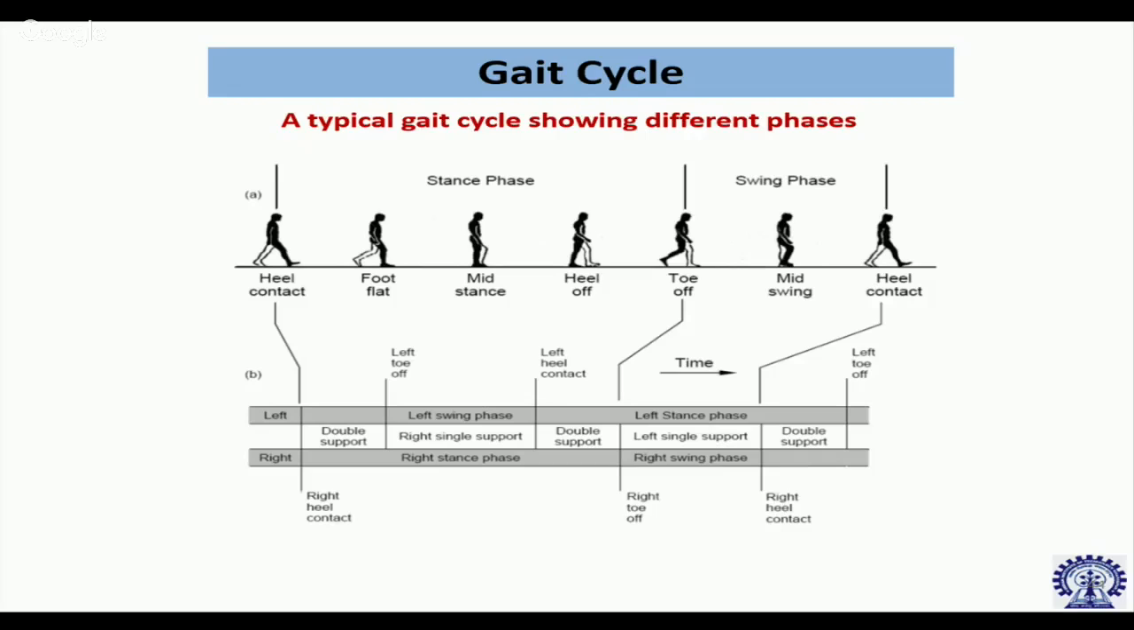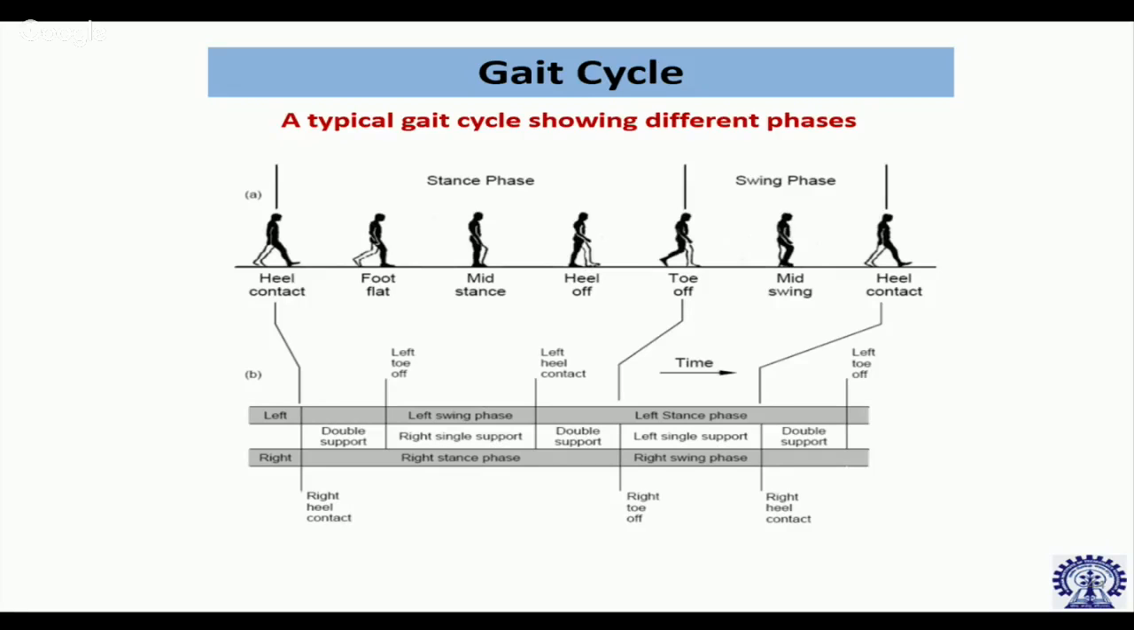So it starts with heel contact, right heel contact, and you can see the cycle ends where it starts again at the heel contact. And this is basically toe off for the left leg. Okay, so if it is a right leg heel contact, there is a toe off at the right.